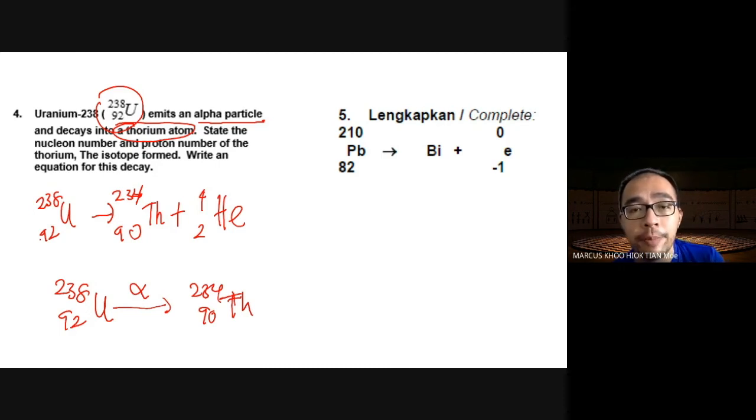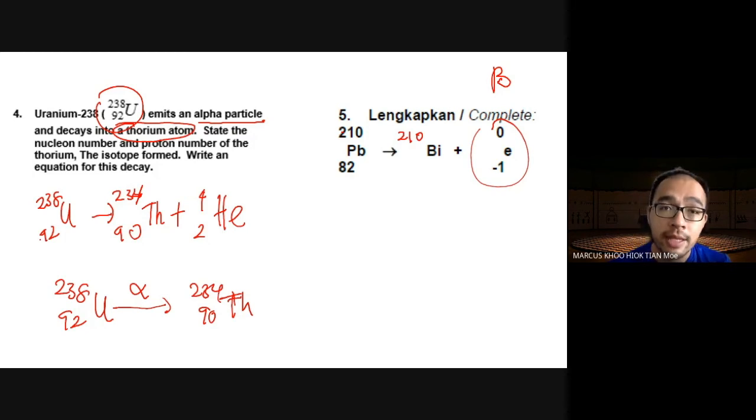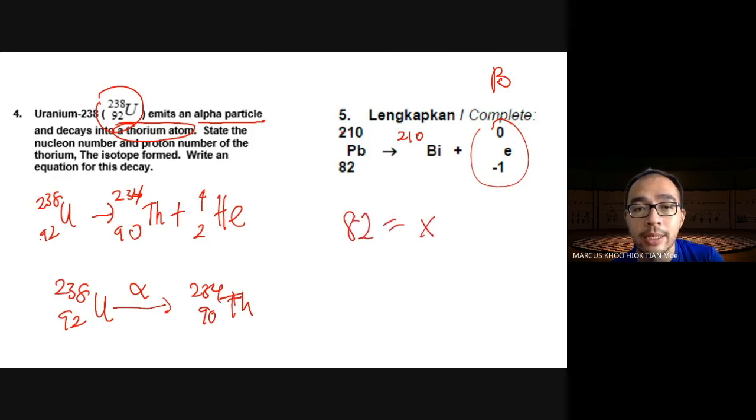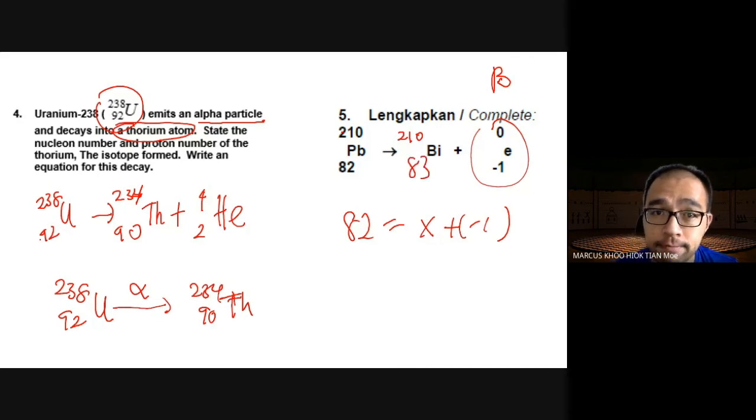Okay, let's complete this. This is a beta particle. For a beta particle, the top number doesn't change. If you can't remember that, just remember the left side, you add everything together, must equal the right side, you add everything together. So left side is 210. Here is 0, so here must be 210. Here is 82, here is minus 1. So how do you make this? 82 equals x plus minus 1, so you get x equals 83, which is bismuth.